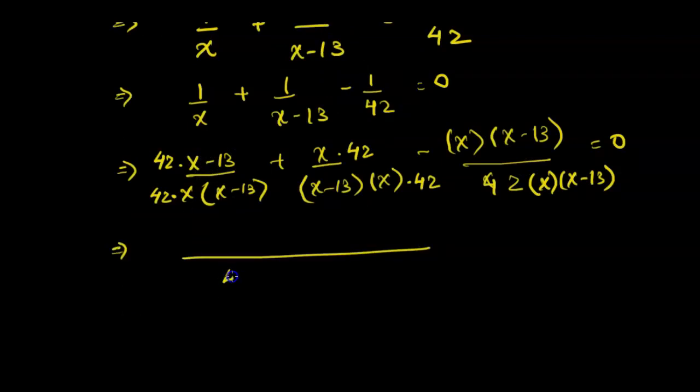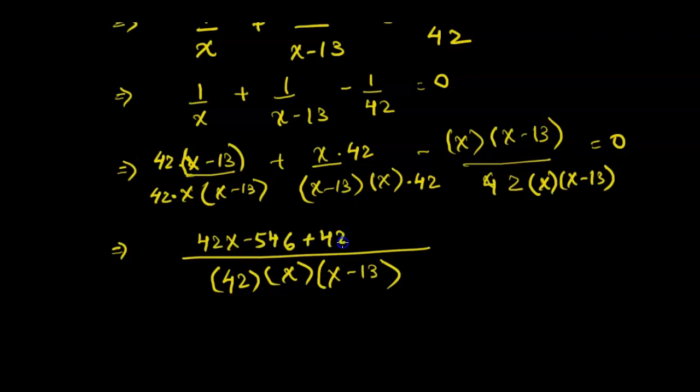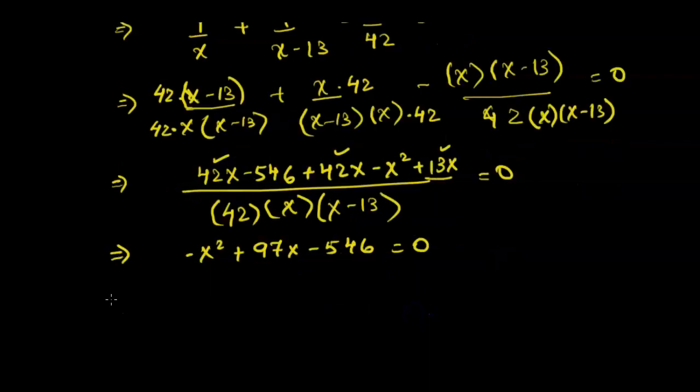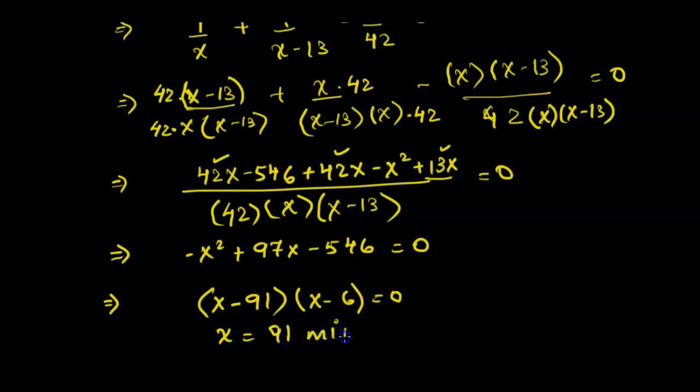The common denominator we can put together is 42x times (x minus 13), and on the numerator here we have 42x minus 42 times negative 13, which is minus 546, plus 42x minus x squared plus 13x. We can move this all to the other side so that this denominator is gone and we would be left with negative x squared plus 84x plus 13x, which is 97x, minus 546, equal to 0. And when we solve this equation, finally we would be able to get (x minus 91) times (x minus 6) equal to 0, from where we would get x equal to either 91 minutes or 6 minutes.